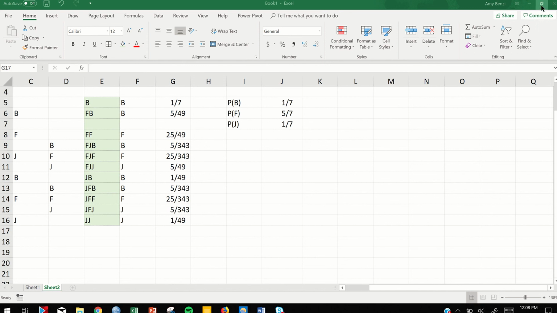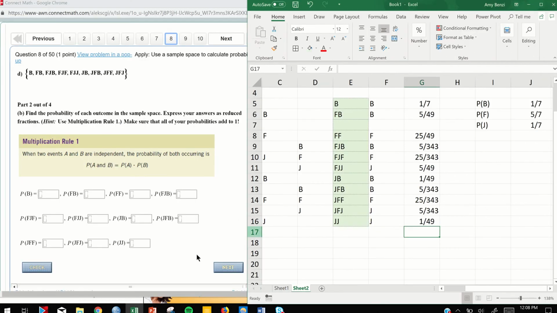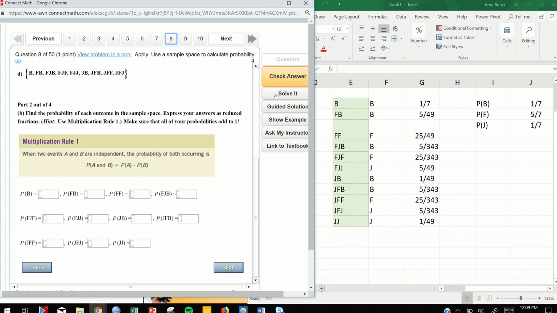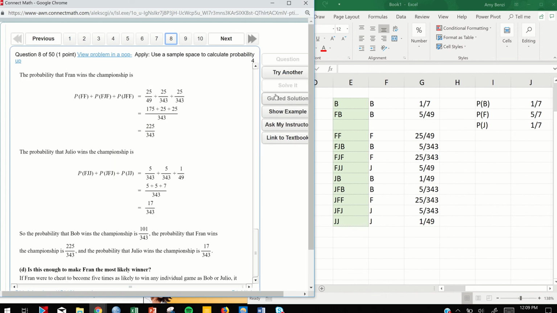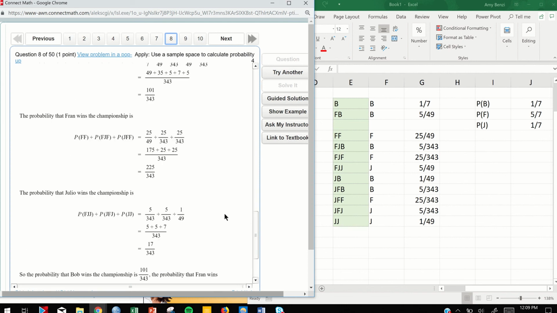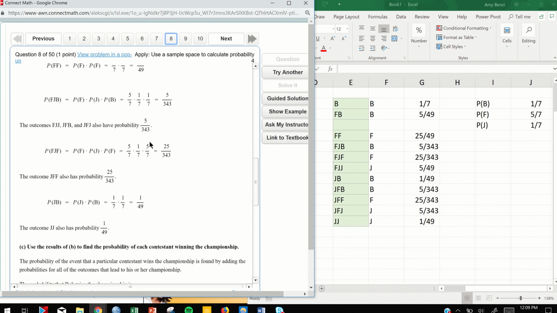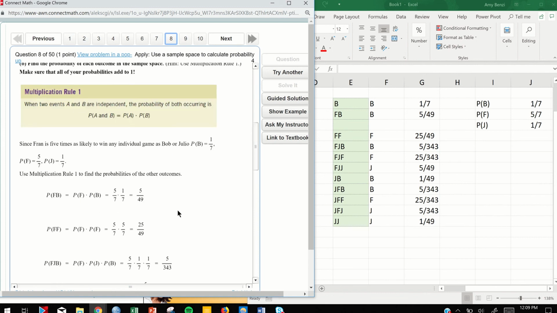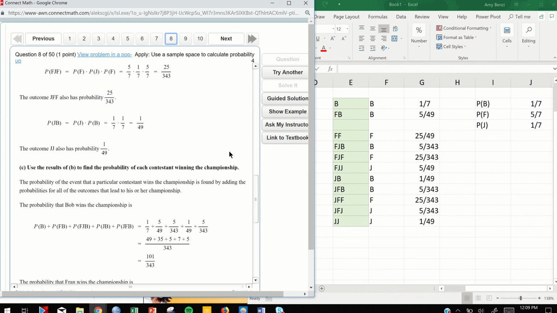All right, so I just finished that out using the same pattern that I had been doing. And then you guys would enter all this. I'm going to go ahead and just click solve it just to show you guys. And now you can see I have all of my matching. I wish I had it in a nice table like that. But I have the probability of Bob was 1/7. And just look down, you can see 5/49, 25/49. You can just see that each of my numbers match here. All right, so you guys will have those to enter in.